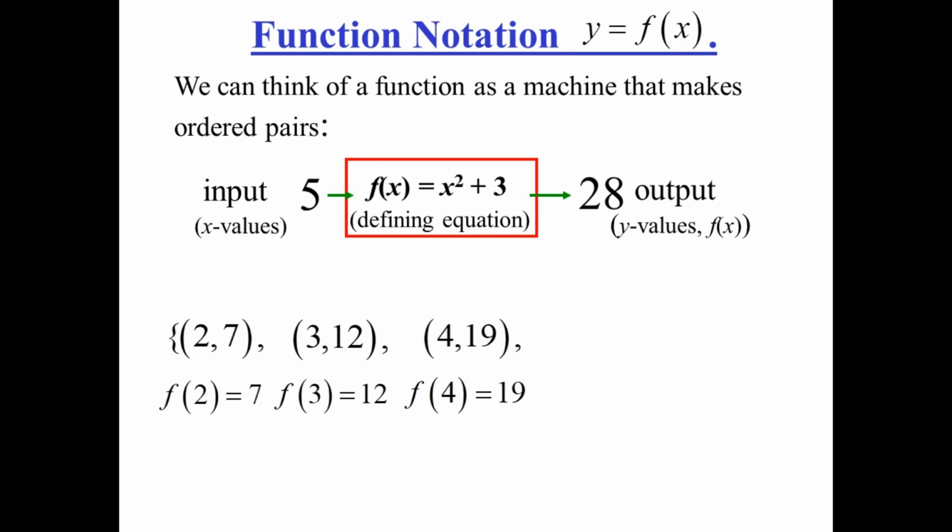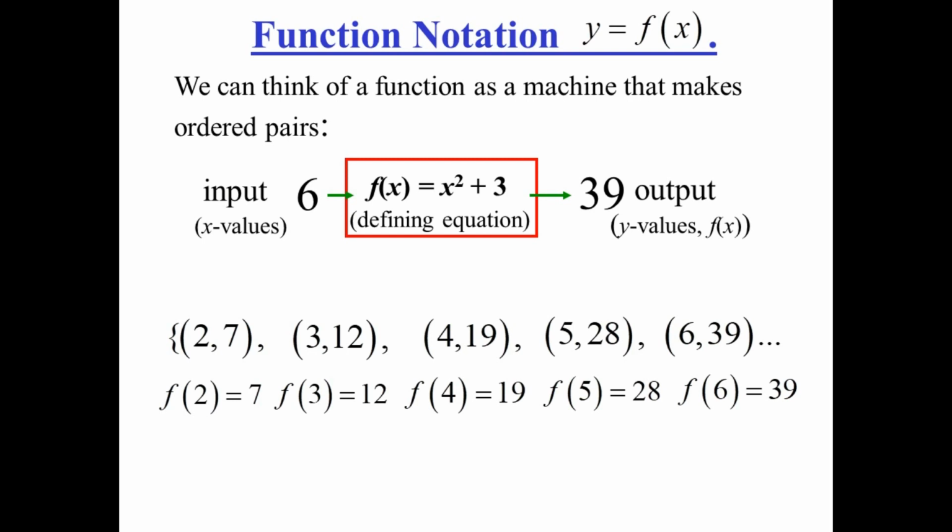5 squared plus 3 is 28. Feed it a 5, it outputs 28. So f of 5 is 28, and (5, 28) is one of the ordered pairs. Feed it a 6. 6 squared plus 3 is 39. So f of 6 equals 39, and (6, 39) is another one of the ordered pairs. And I just concluded there because there's an infinite number of things we could feed this function machine to generate these ordered pairs.